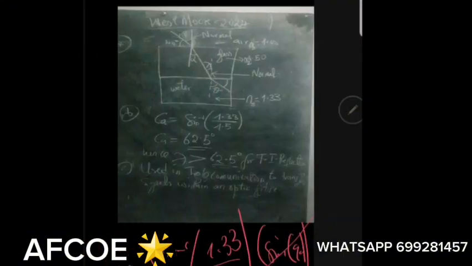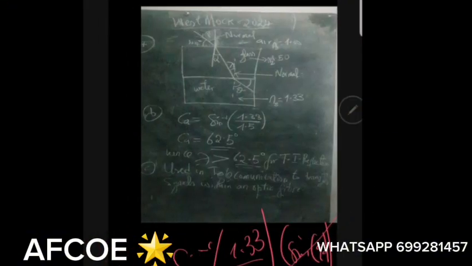So the two conditions are that the angle of incidence must be greater than the critical angle, and the critical angle is the angle of incidence when the angle of refraction is 90 degrees. Hence, if lambda is greater than the critical angle, which is 62.5 degrees, then we have total internal reflection, not refraction again, because it is going back to the same medium. We call it reflection. Okay, now where is this applied?